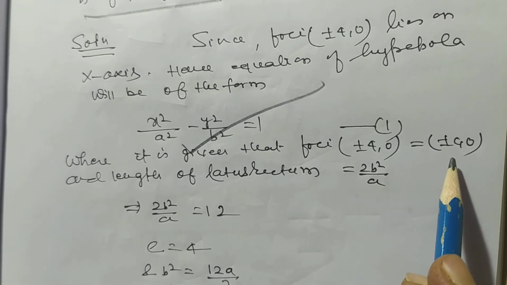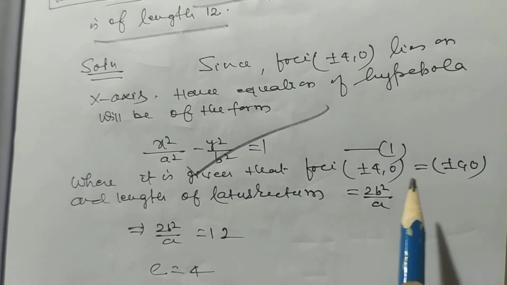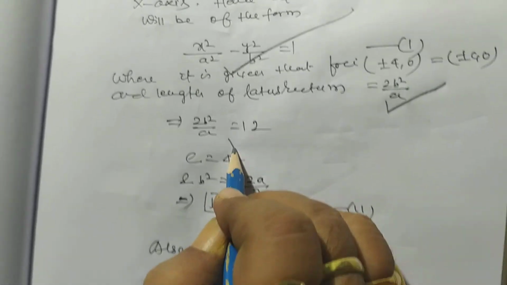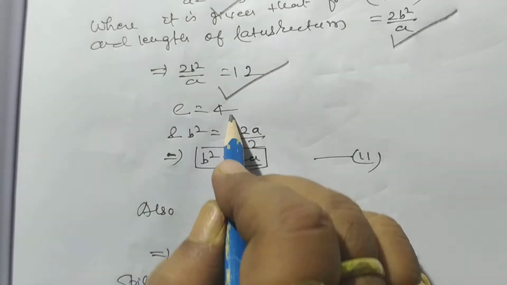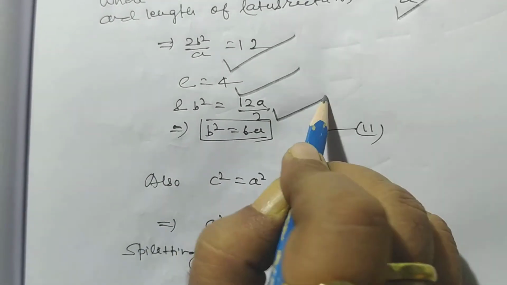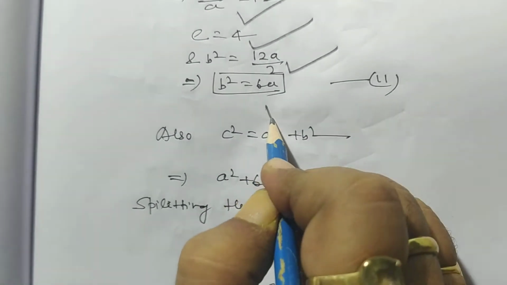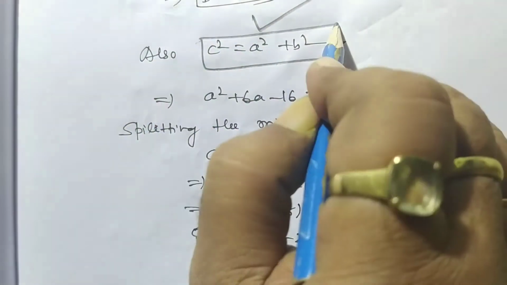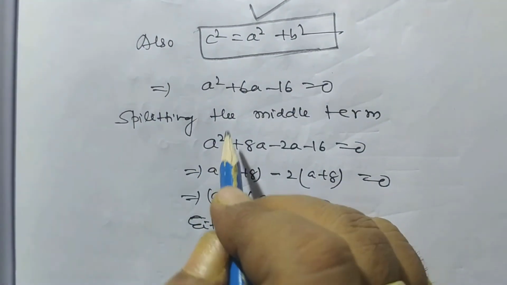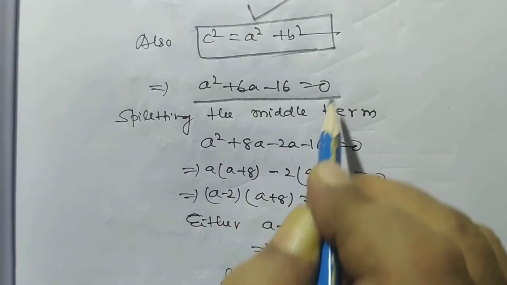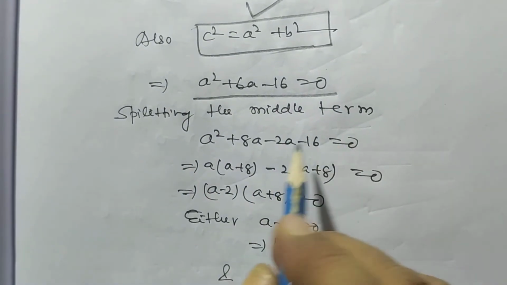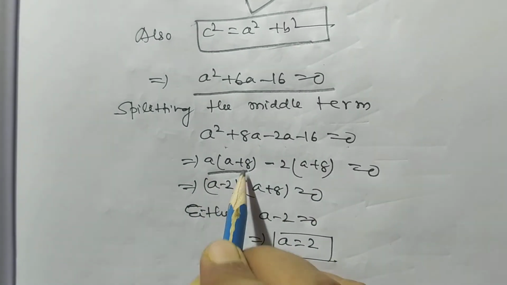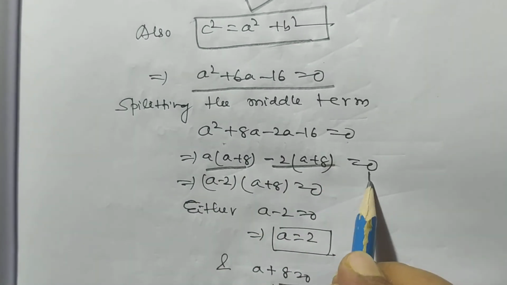Where it is given that foci plus minus 4 comma 0, and the length of latus rectum is 2b square by a. This implies 2b square by a is equal to 12, c is equal to 4, b square is equal to 12a by 2, that is b square is equal to 6a. Now we apply this formula, c square is equal to a square plus b square, that is 16 is equal to a square plus 6a. So a square plus 6a minus 16. Splitting the middle term, we have a square plus 8a minus 2a minus 16. a into a plus 8 minus 2 into a plus 8 is equal to 0.